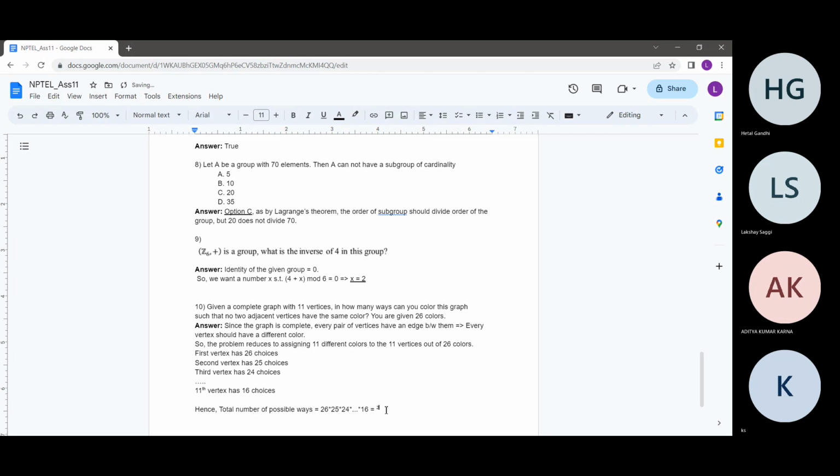So it's 26P11, because this is nothing but 26 factorial upon 26 minus 11, which is 15 factorial. So yeah, this is the correct answer. Good job, guys.